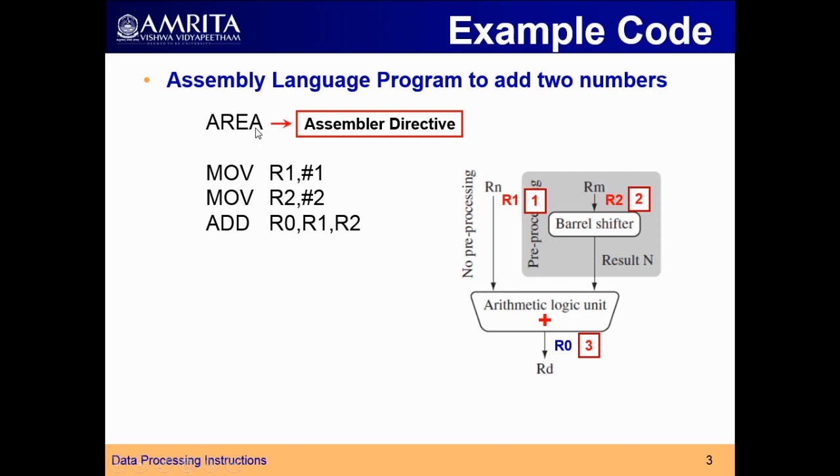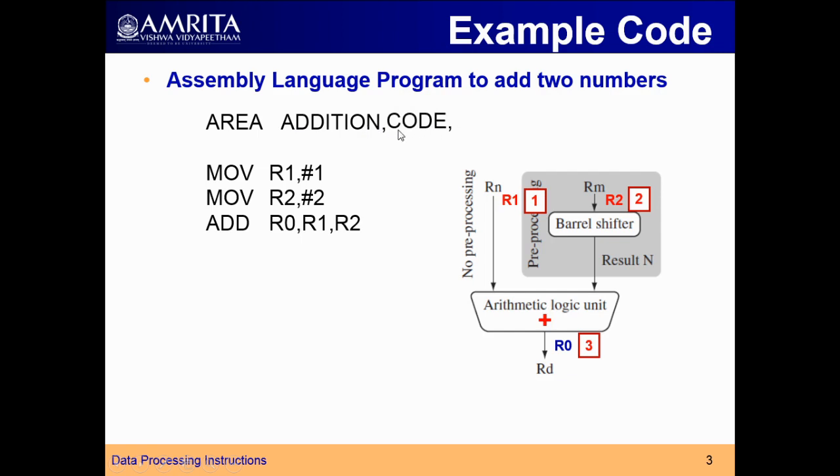AREA has 3 parameters. The first parameter is the name you are going to give to this program. For the time being I am giving the name as addition. Whatever name you need to give for the program, you can give it here. This is the name of the program. That is the first parameter.